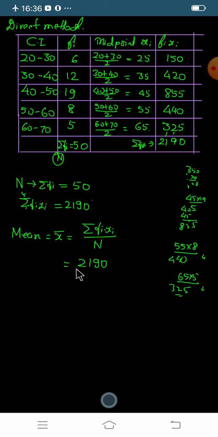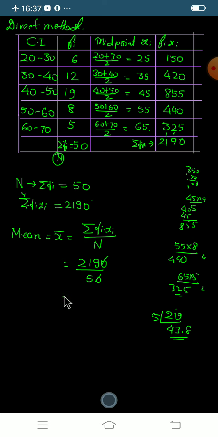2190 whole divided by 50. Now 0 cancels. Now we have to divide 219 by 5. Let us see how much we will get. That is 219 divided by 5. 5 fours are 20, 1 remaining. 5 threes are 15. 4 remaining. 4 take 0, that is 8. That's 43.8.